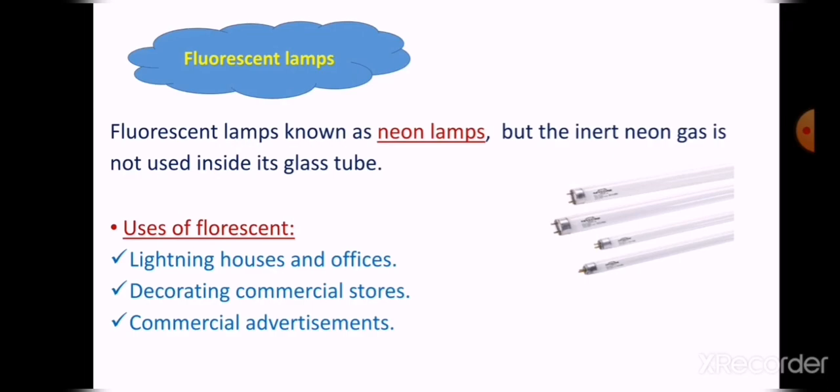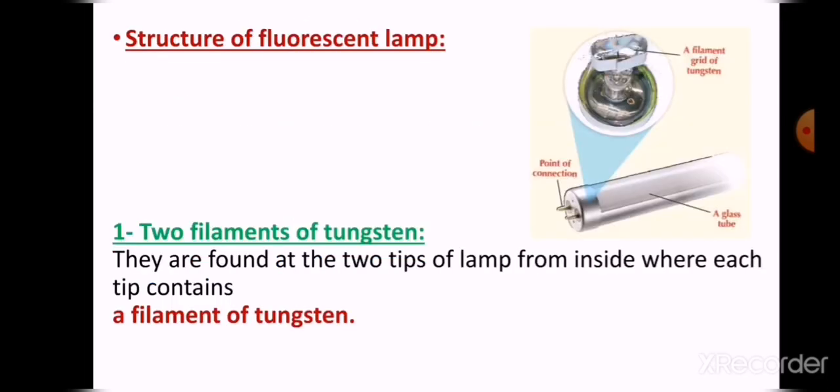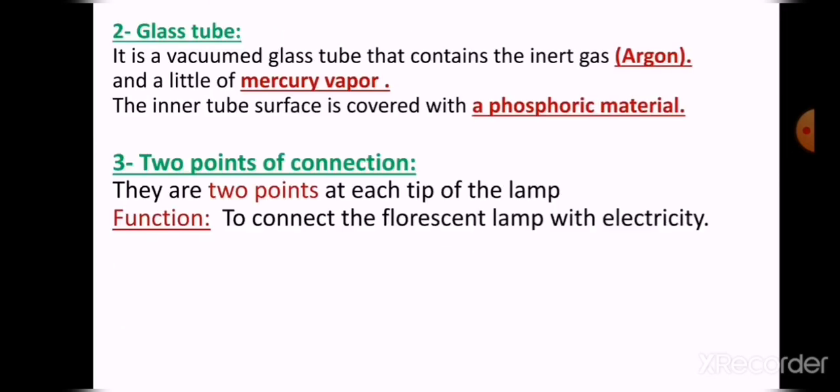Okay, so now we will talk about the structure of the fluorescent lamp. The fluorescent lamp consists of three main parts, which are: number one, two filaments of tungsten; the glass tube; and 2 points of connections.